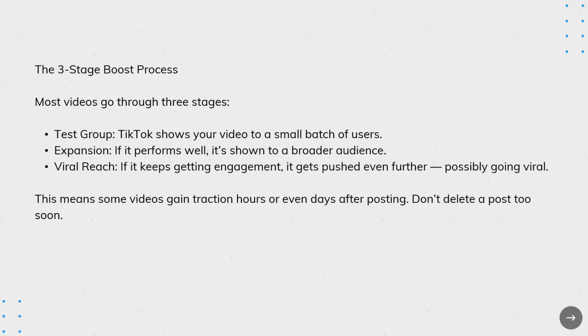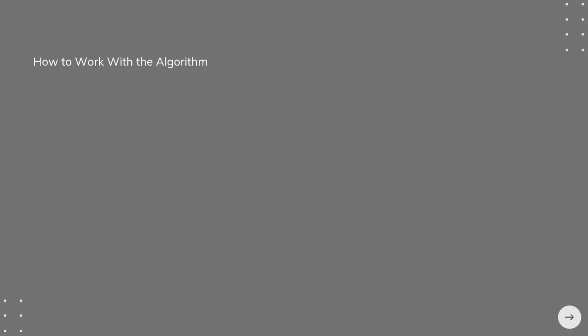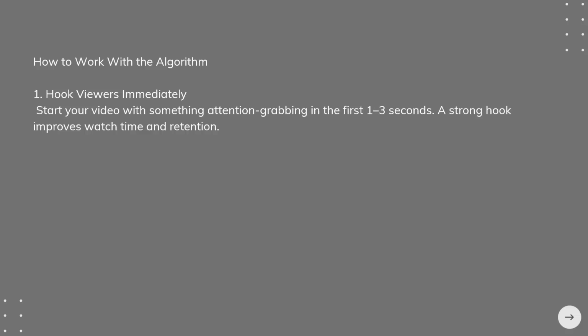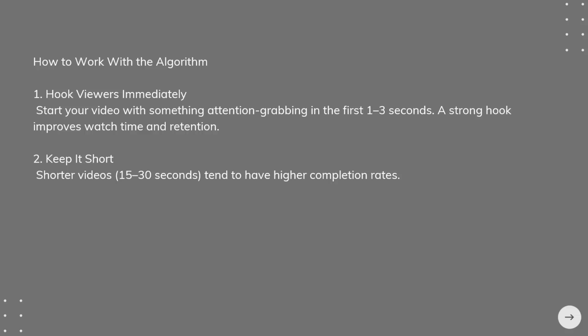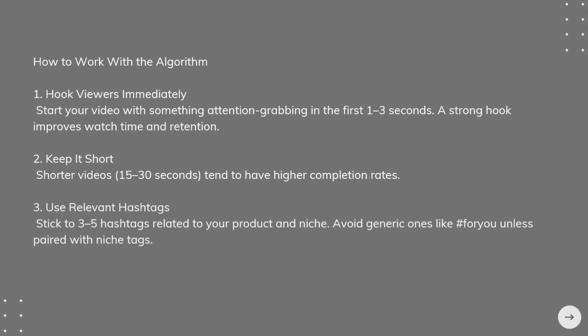How to work with the algorithm. 1. Hook viewers. Immediately start your video with something attention-grabbing in the first 1-3 seconds. A strong hook improves watch time and retention. 2. Keep it short. Shorter videos, 15-30 seconds, tend to have higher completion rates. 3. Use relevant hashtags. Stick to 3-5 hashtags related to your product and niche. Avoid generic ones like #ForYou unless paired with niche tags.